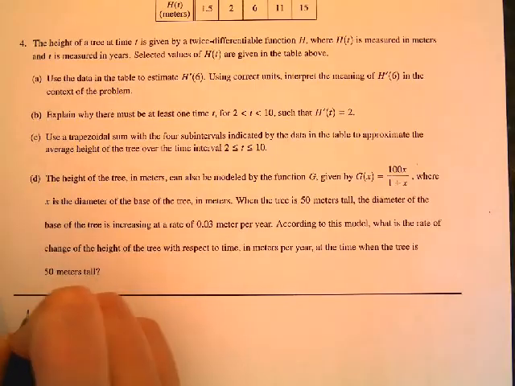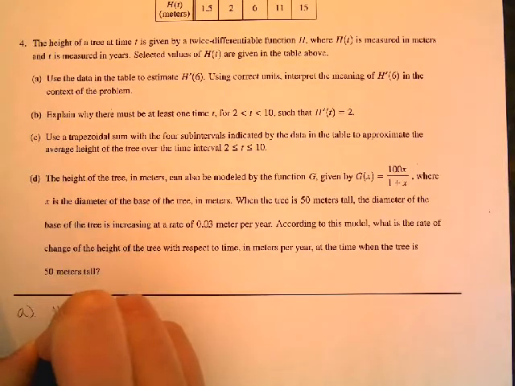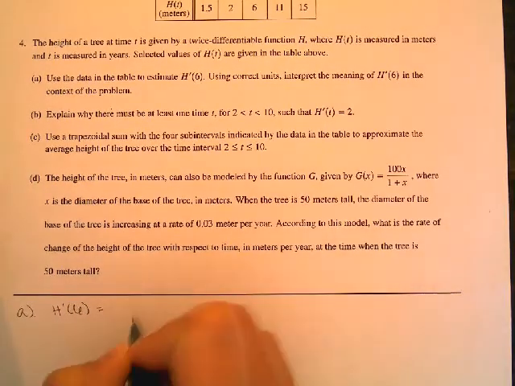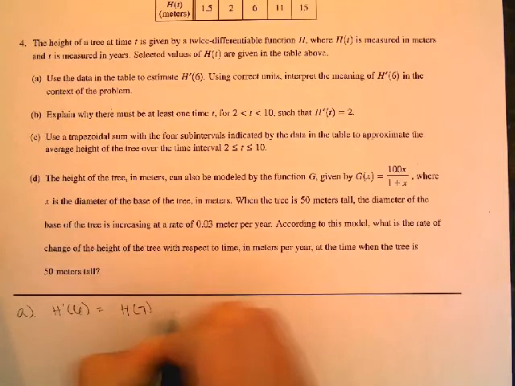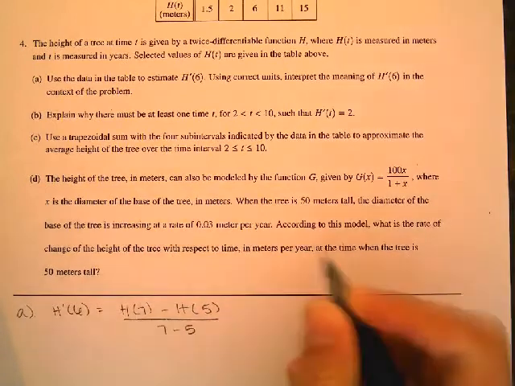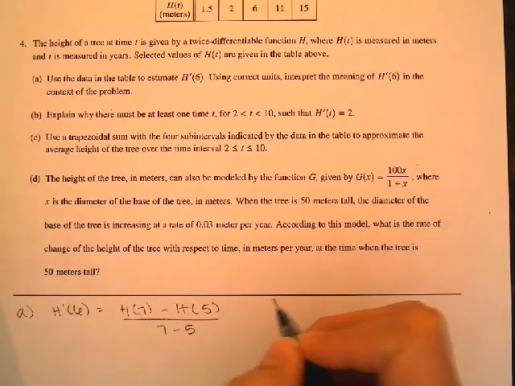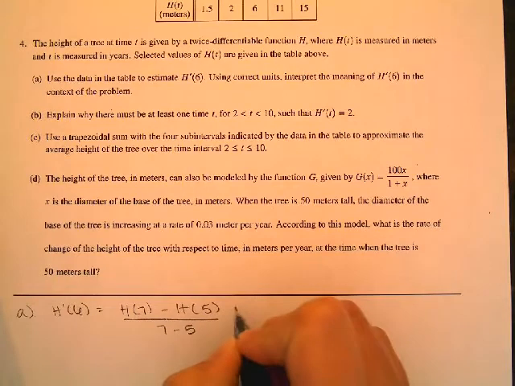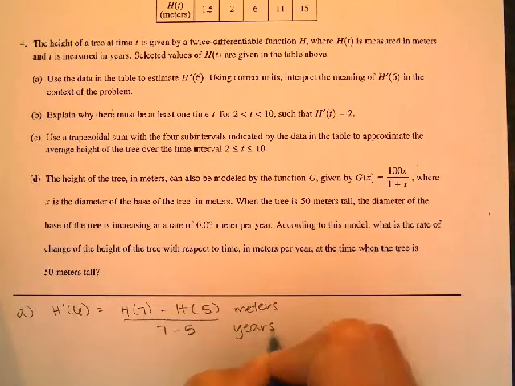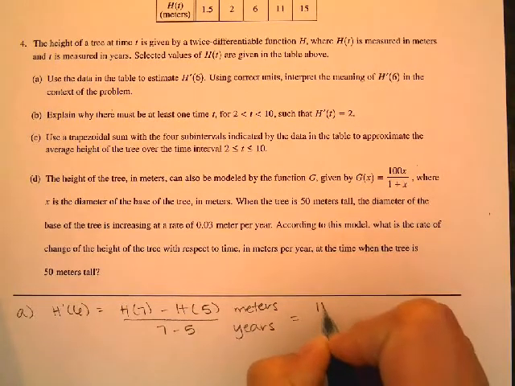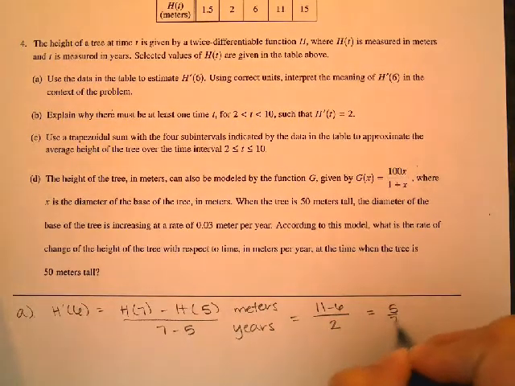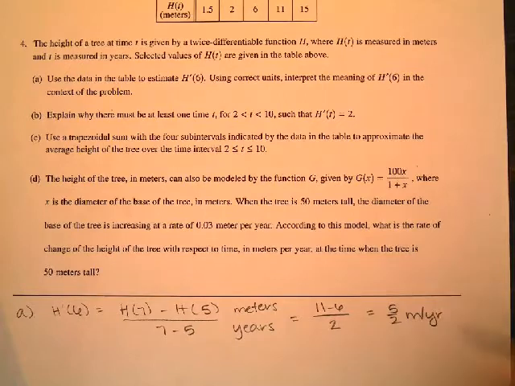So h prime of 6 is going to be approximately h of 7 minus h of 5 over 7 minus 5. And then to get those units in there, I'm going to say this is meters for the y-coordinate, years for the x-coordinate. So that's 11 minus 6 over 2. So that's 5 over 2 meters per year.